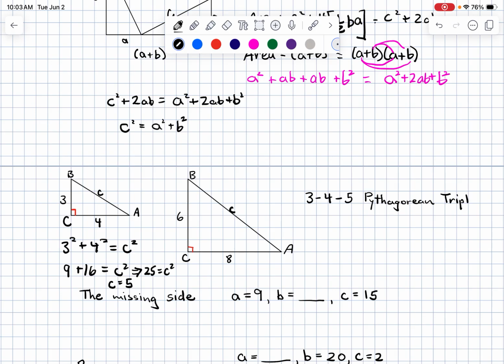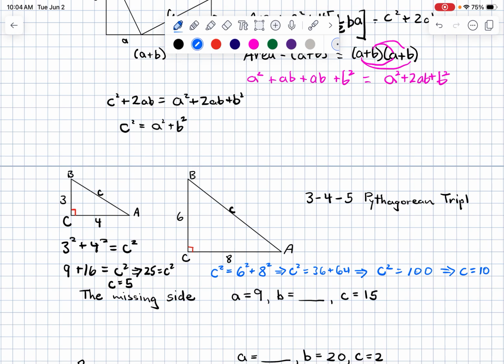Okay, now let's do the same thing over here. Here we've got 6 and 8, and we want to find c. So here we go. We've got c squared equals 6 squared plus 8 squared. That means c squared equals 36 plus 64. That means that c squared equals, what is that, 100? Yeah. So that means that c equals 10. I took the square root. So c equals 10.